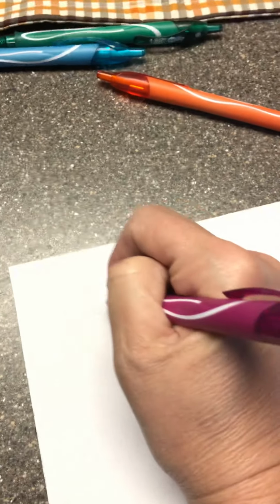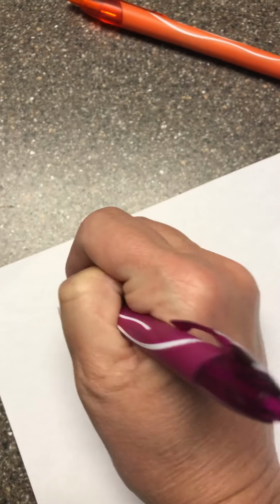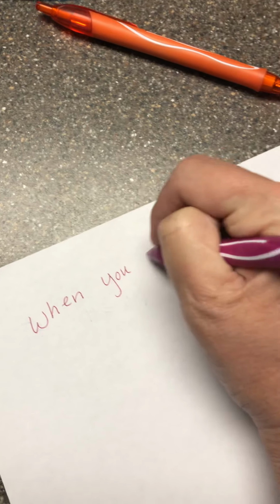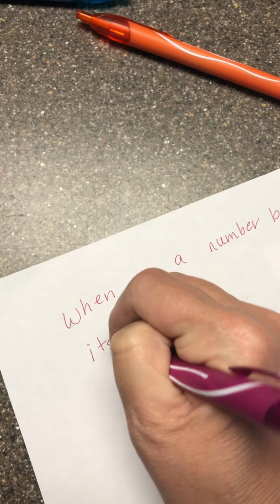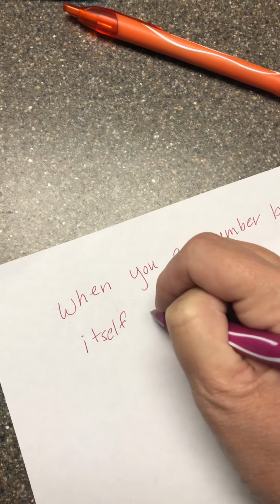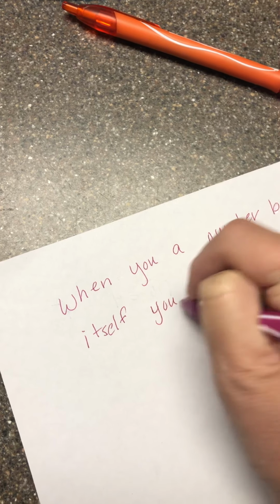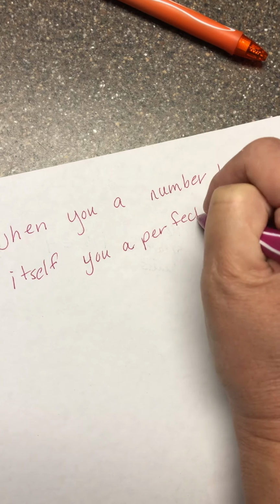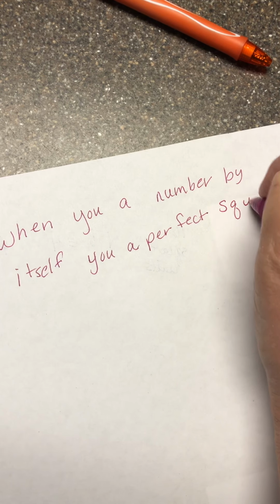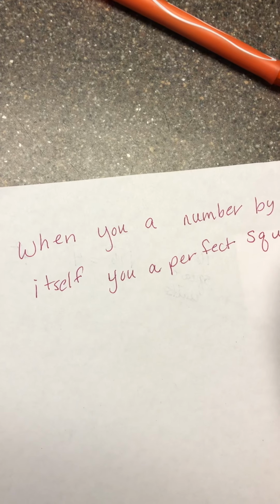So let's make a little note. When you multiply a number by itself, you make a perfect square.